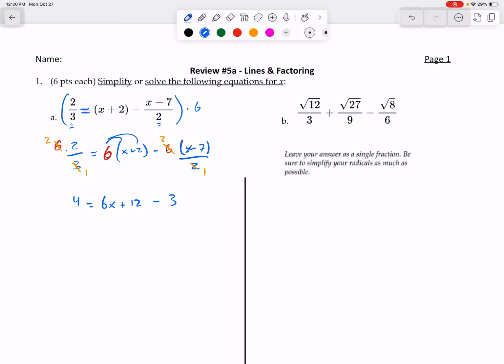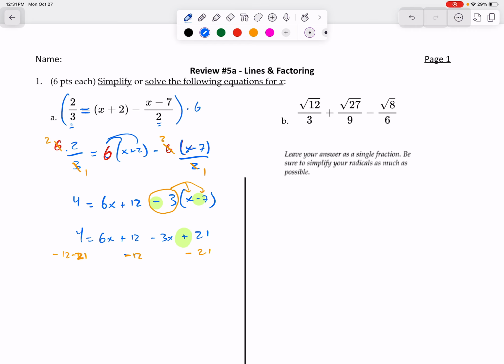I'm going to distribute this, 6x plus 12 minus, I'm going to leave this like this for just a second, 3 times x minus 7. Now I want to distribute this, but remember I'm distributing -3 to both of those pieces. So 4 equals 6x plus 12 minus 3x plus 21. Note the plus, minus, minus. Okay, so let's combine these together. Let's do it in yellow. Subtract 12, subtract 21 from both sides. So minus 12, minus 21.